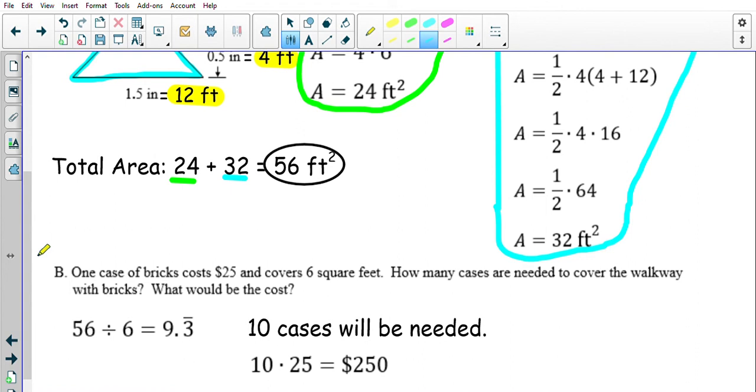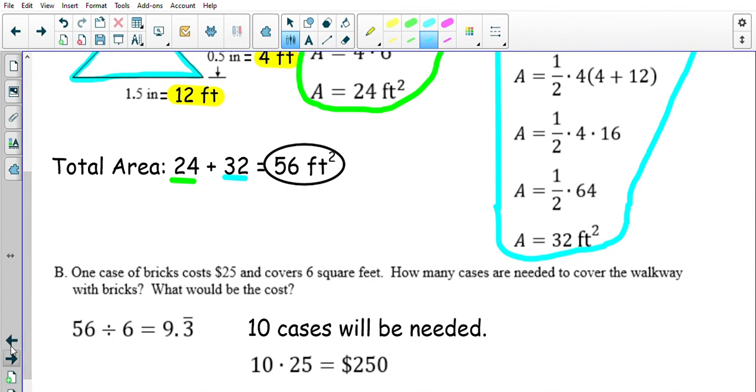So here's the thing. I've got an area of 56 square feet, and every case covers 6 square feet. So I took 56 divided by 6, and I got 9.3 repeating. But I can't buy 0.3 repeating cases or bags or anything like that. So I'm going to need 10 cases, and it's always good to have some extras in case some of them get broken or if you need to replace one as time goes on. So we need 10 cases. They're $25 a piece. 10 times 25 gets me $250.